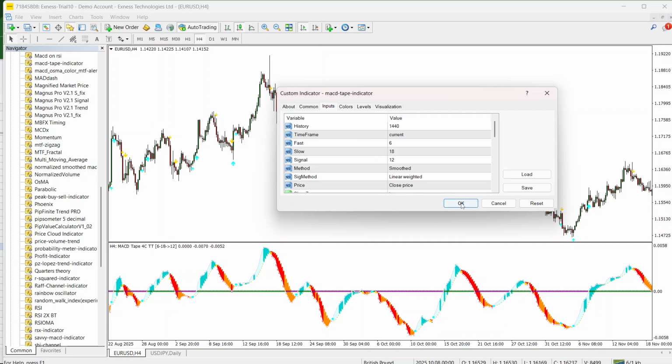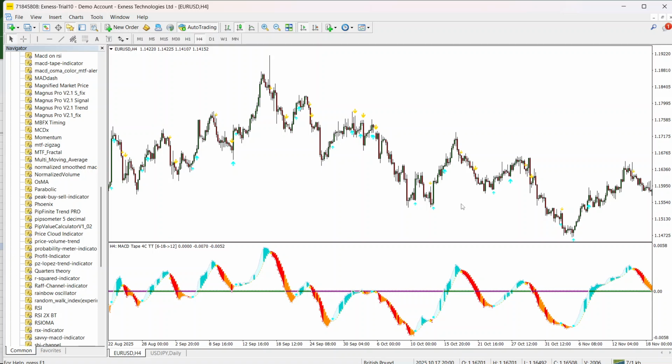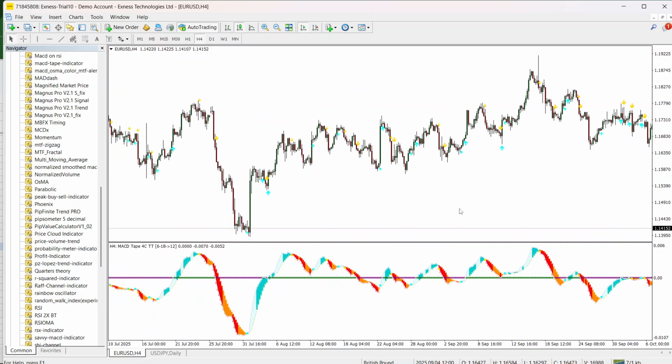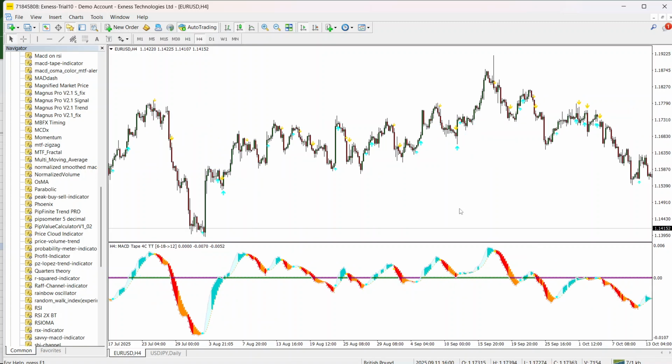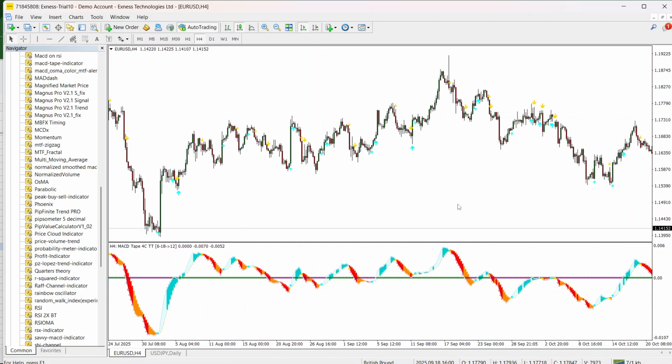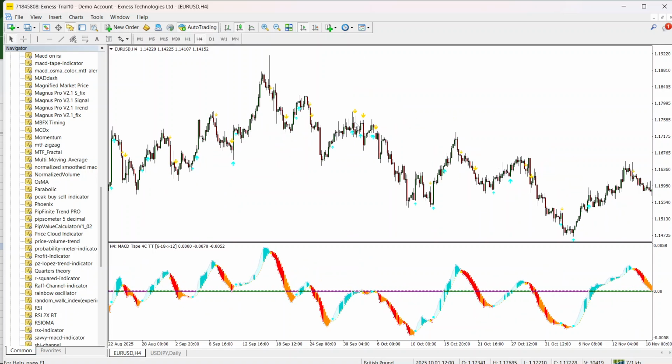Now, who is it for? This indicator is designed for traders on MetaTrader 4 who use MACD analysis and prefer a simplified visual representation. If you notice on the chart, we also have arrows for visual cues. The arrows point in the direction of the trend at the base or at the top of the price.